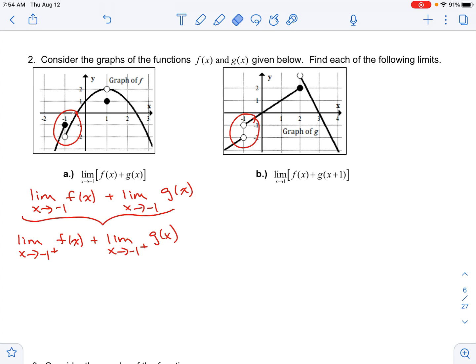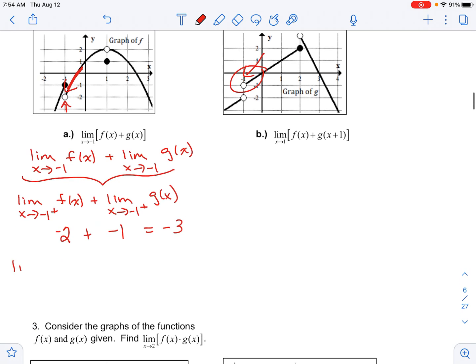So now let's see if these limits exist. On f of x, as I approach -1 from the right side of the graph, notice we are approaching the value of -2. And then on g of x, notice as we approach -1, we are approaching the y value of -1. So the right-hand limit of f of x plus g of x approaching -1 from the right side is -2 plus -1, which is actually -3.